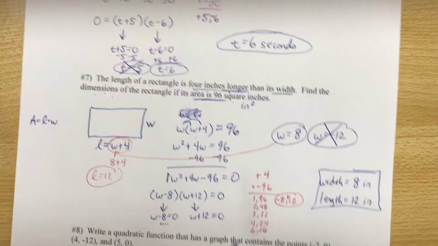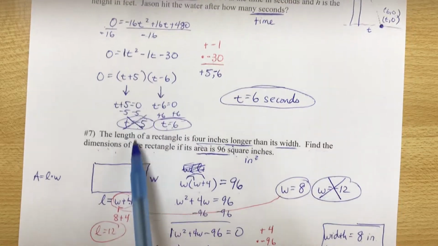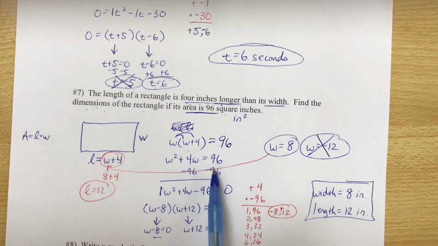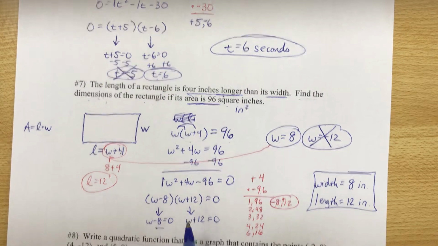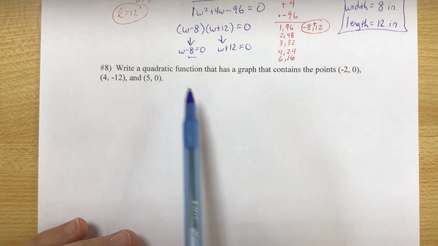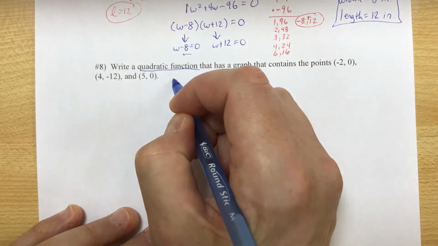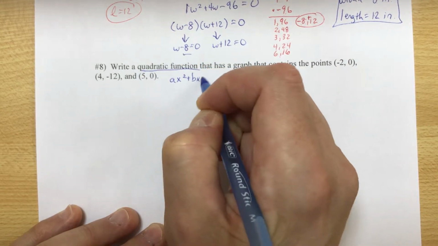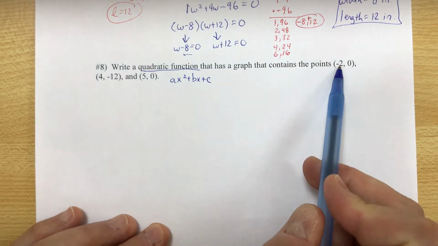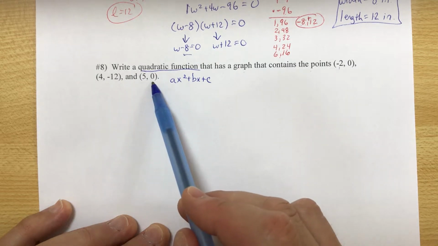So the challenge on these word problems is you have to come up with the correct equation to figure out what to solve. Once you have the equation, now you're just solving by factoring. All right, now I'm going to show you one more type of problem here, number 8. Write a quadratic function, that's ax squared plus bx plus c, that has a graph that contains the points negative 2, 0, 4, negative 12, 5, 0.